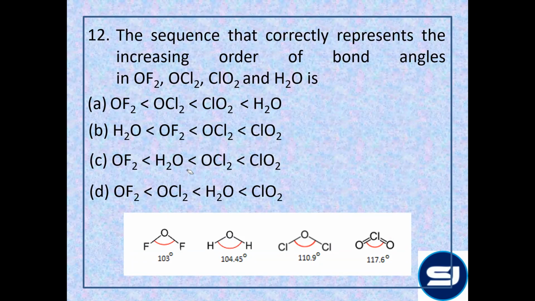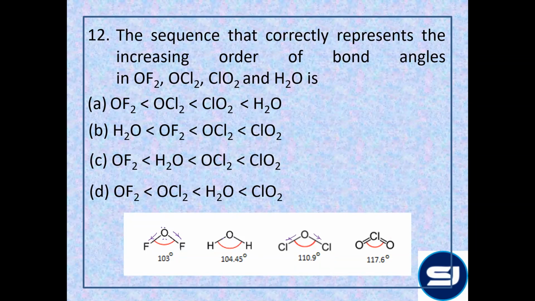The concept here is that in the case of OF2, fluorine is more electronegative, so it will attract the electron density towards itself. So the electron density on the central atom will decrease. That's why the bond angle here is the lowest. Similarly in OCl2 the electron density is attracted towards chlorine, but it is not decreased as much as compared with OF2. Therefore the bond angle of OCl2 is larger than OF2.